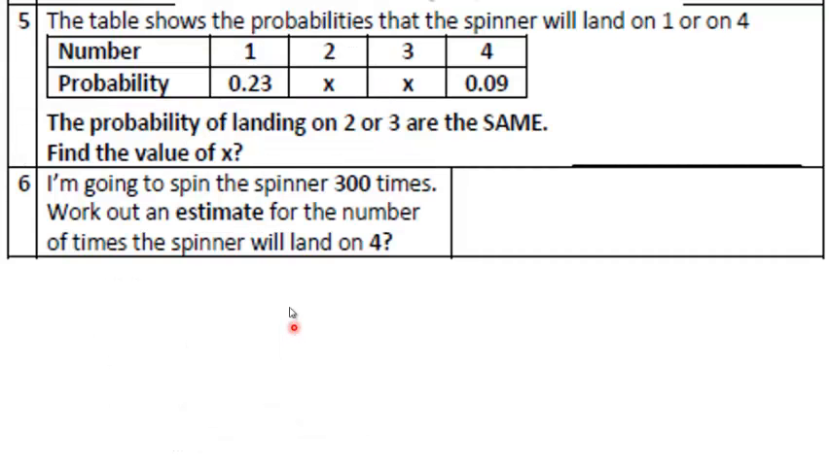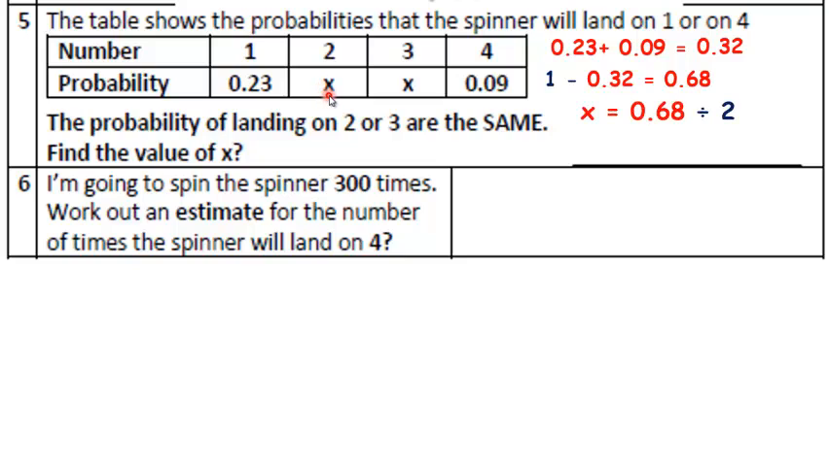Okay, going on to question 5. Question 5 is a probability question. In this case we have 2 unknowns, but we're told that the probability of getting a 2 and the probability of getting a 3 are the same. If I add up the probabilities that I'm given, 0.23 and 0.09, that gives me 0.32. Take away 0.32 tells me that these two here should add up to 0.68. I need to divide that by 2 to work out what each of the x's are. So 0.68 divided by 2 is 0.34, and that's my value for x.